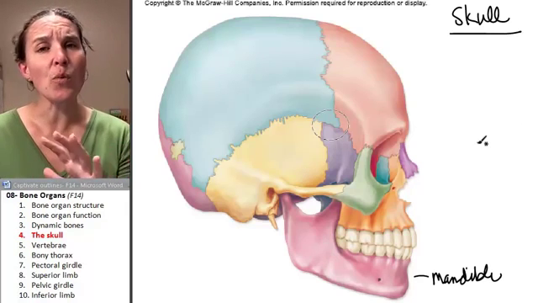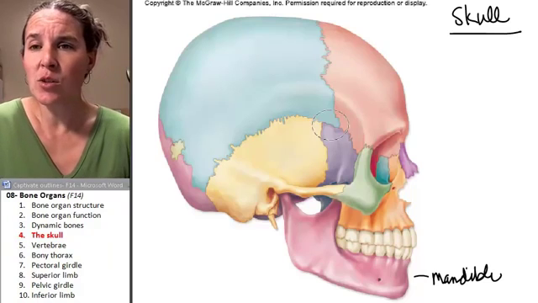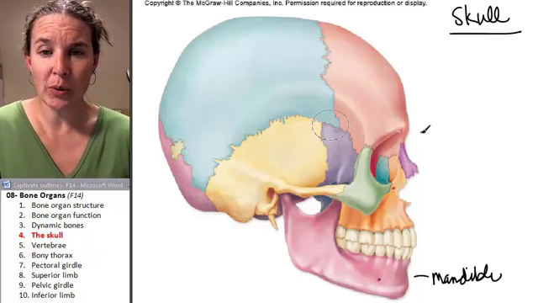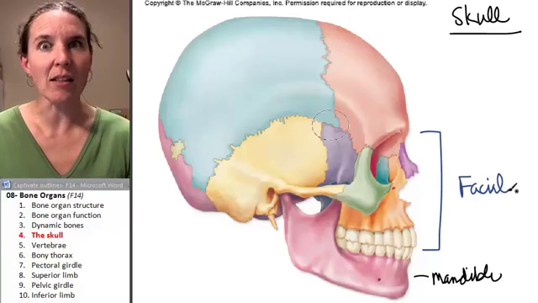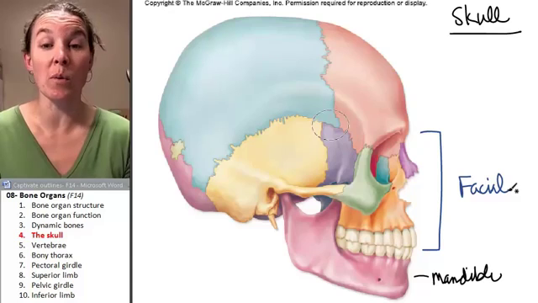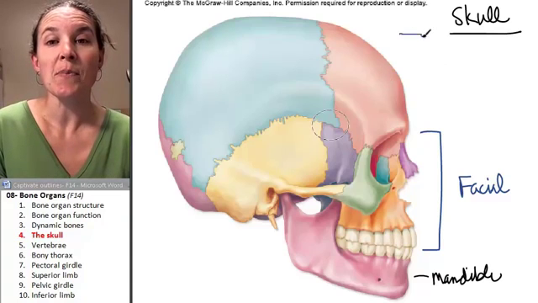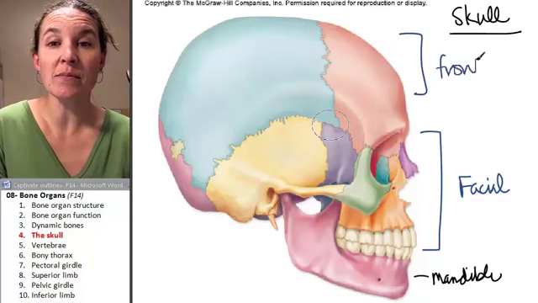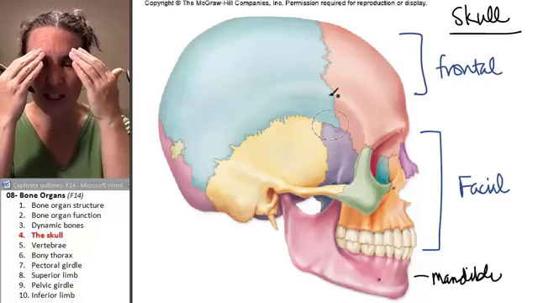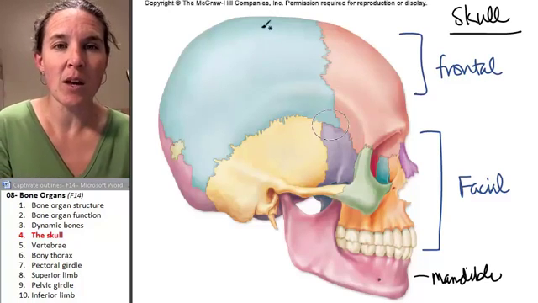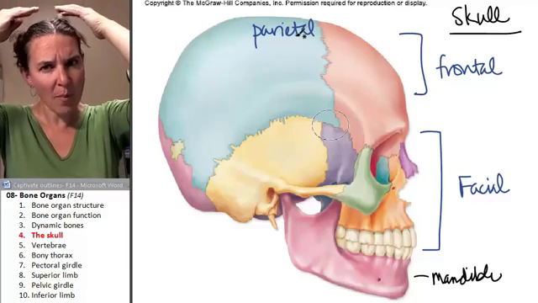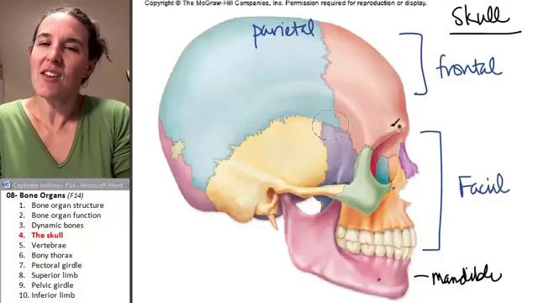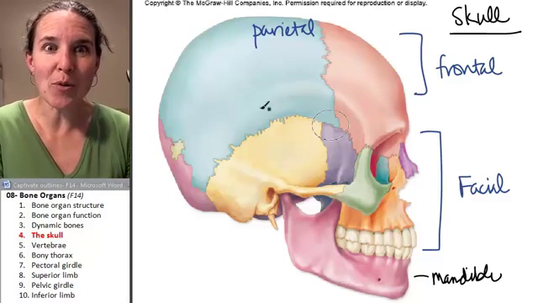And then our regions, I'm going to do my regions in blue. We have a facial region. And again, lots of bones in there, lots of bones that we will know the names of. We have our frontal region. The frontal region is like the forehead area. We have the parietal region. The parietal region is on top. And you can see that there is a frontal bone and a parietal bone.